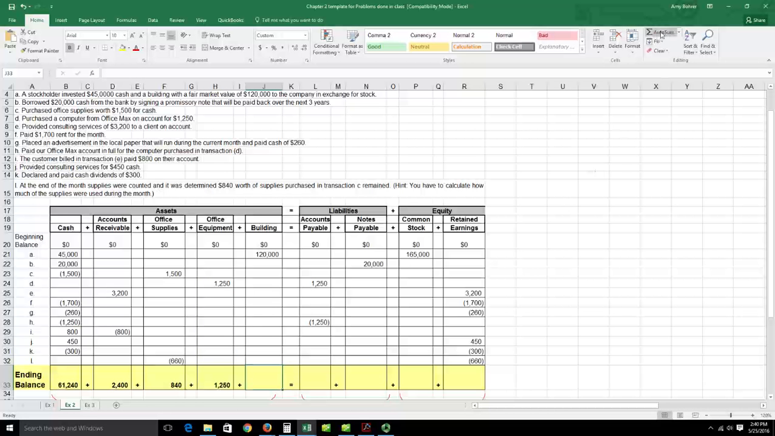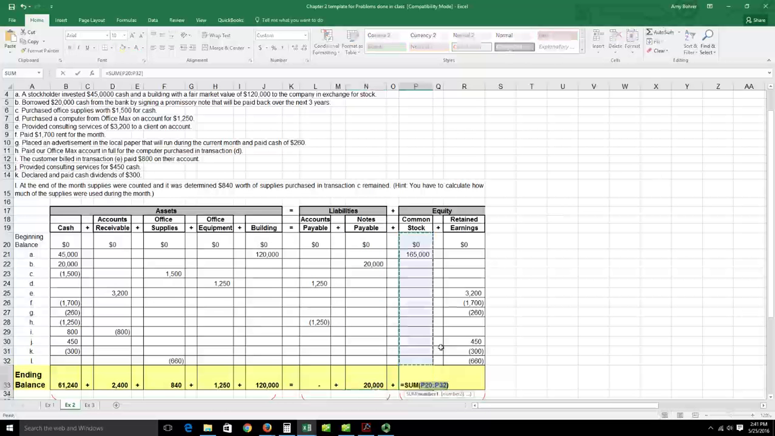The building, the owner put that building in at fair market value of $120,000. Accounts payable, we purchased some stuff on account, but we paid it off during the month. So this is zero. Anytime you see a dash in Excel, that means it's zero. The note payable, we had borrowed that money at the beginning of the month, and we haven't made any payments on it yet, so we still owe $20,000.